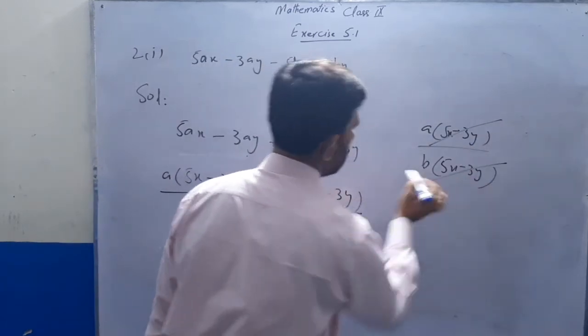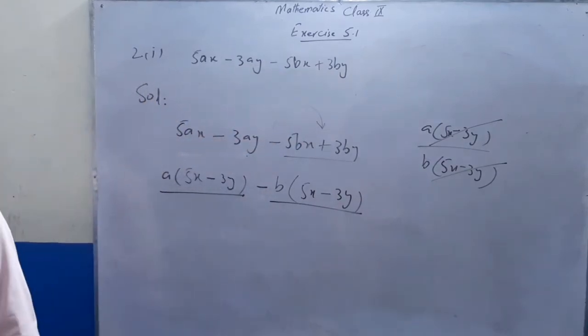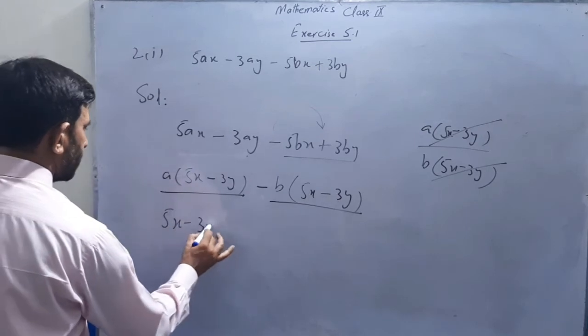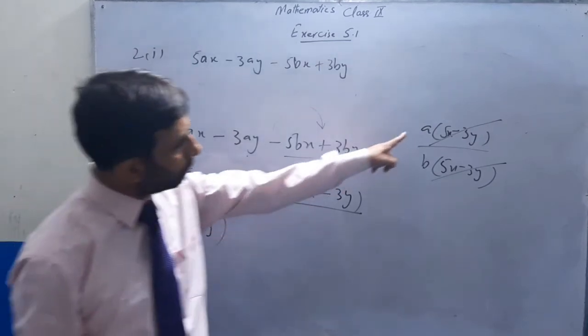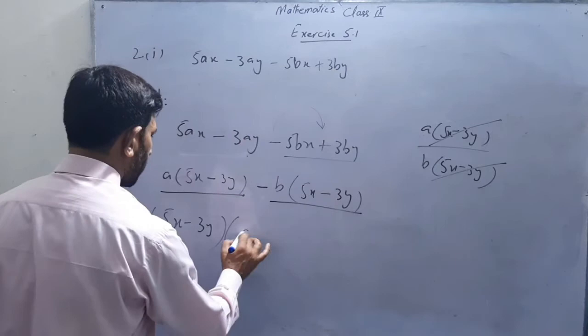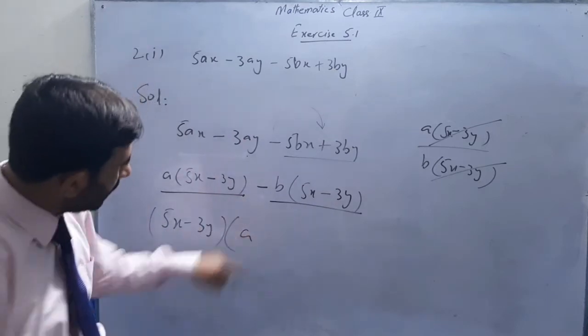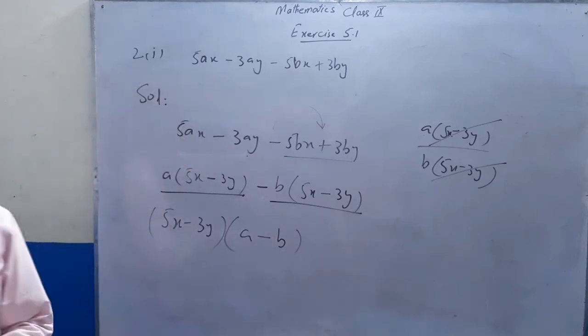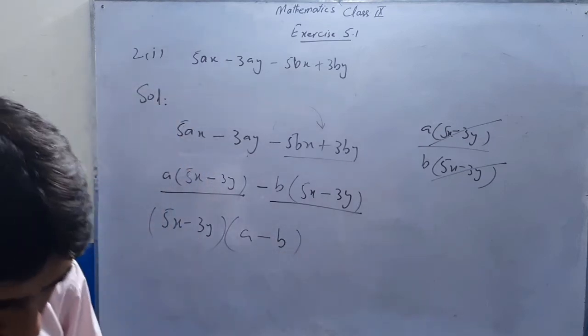This whole bracket is common, like 5x minus 3y is common. So write it over here: 5x minus 3y. So what's left over here above the line? There is a left, and then the minus sign will be written down the same, and then b left. So this is the required factorization of the given four terms.